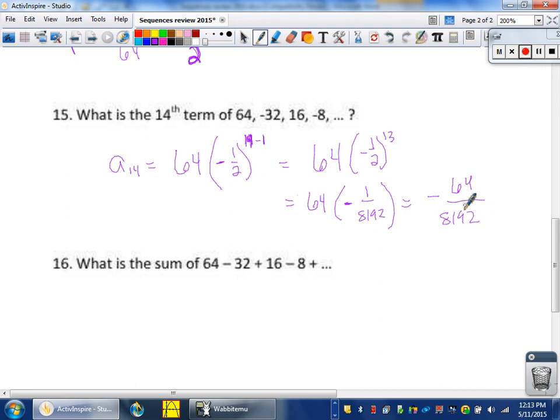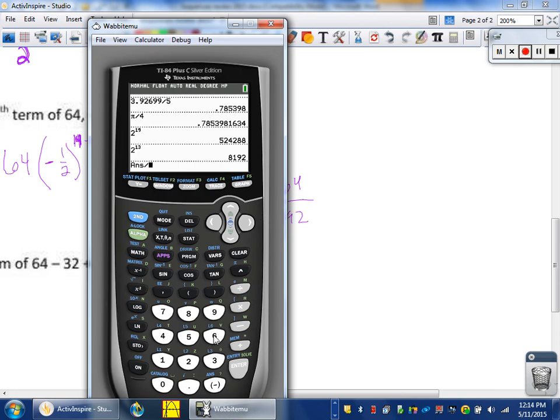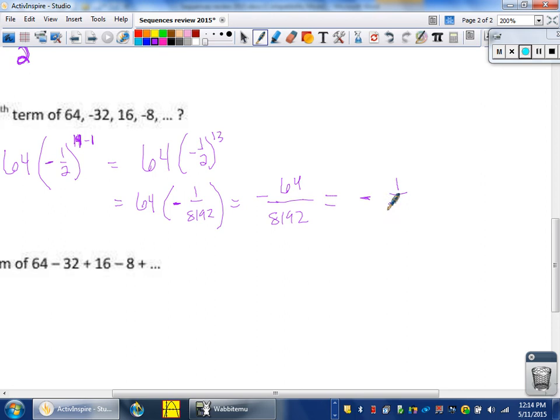Now the question is, how much simpler can we write that? Yes, your calculator will give you a decimal, but decimals suck. We all know that. So let's try to simplify this. 64 and 8192, let's divide this by 64. And we get 128. So this is actually negative 1 over 128. You should really never have any decimals in a sequence. It should always be fractional. Your calculator can give you this decimal, but I don't know if it will take a decimal and give you this fraction. But once again, you raise this to the power, and then you multiply, and then you simplify or reduce.